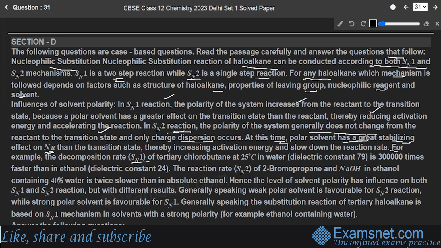For example, the decomposition of SN1 tertiary chlorobutane at 25 degrees Celsius in water, dielectric constant 79, is 3 lakh times faster than in ethanol, dielectric constant 24. The SN2 reaction rate of 2-bromopropane and NaOH in ethanol containing 40% water is twice lower than in absolute ethanol. Hence, the level of solvent polarity has influence on both SN1 and SN2 reaction, but with different results. Generally speaking, weaker polar solvent is favorable for SN2 reaction, while stronger polar solvent is favorable for SN1 reaction. Generally, the substitution reaction of the tertiary alkane based on SN1 reaction occurs in solvents with strong polarity, for example, ethanol containing water. So based on this, you have to answer the following questions.